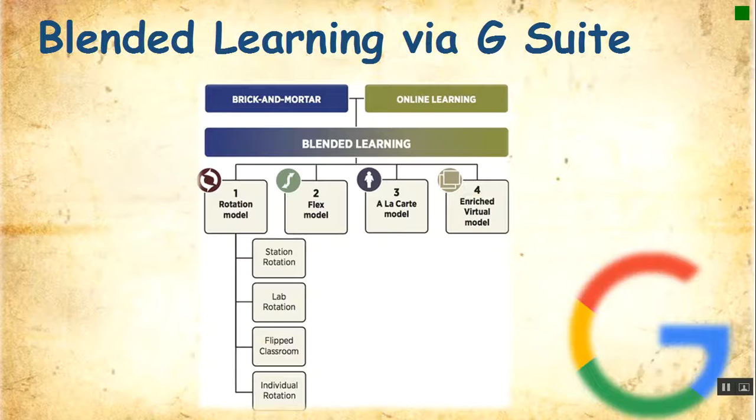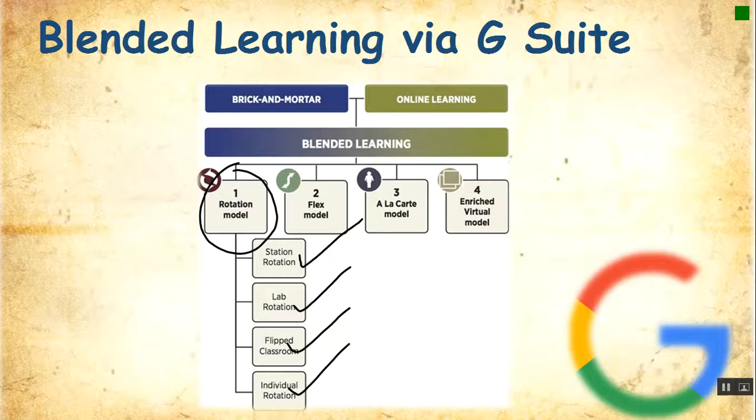To give you a better idea of what this blended model would look like, let's take a look at the rotation model. Now with the rotation model, we can offer the students station rotation, lab rotation, the flipped classroom, and individual rotation in order to make sure that we have a blended classroom.